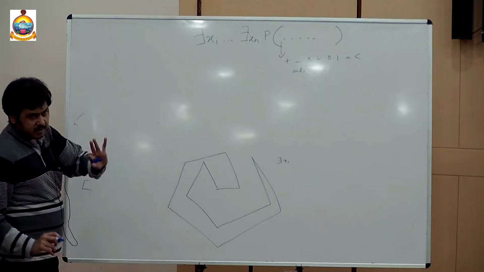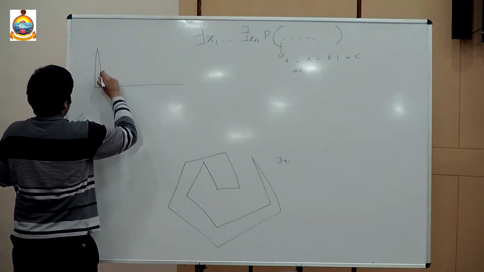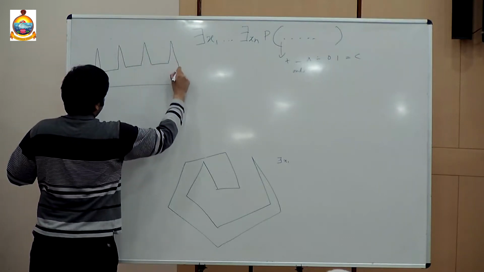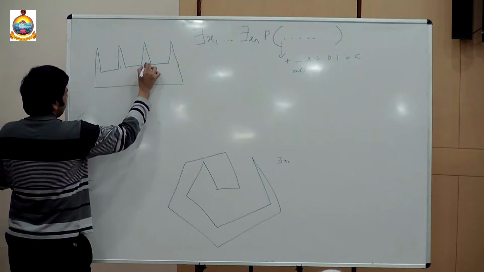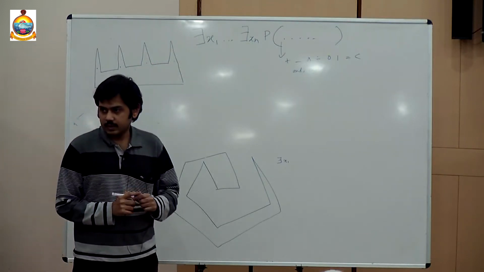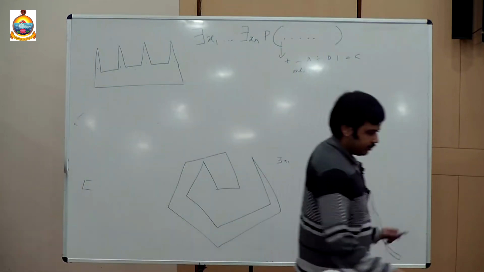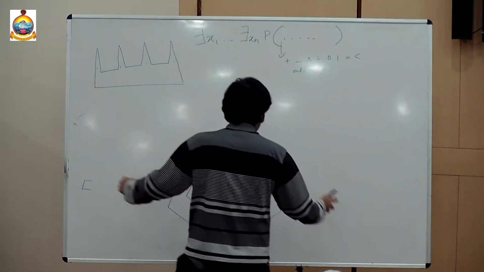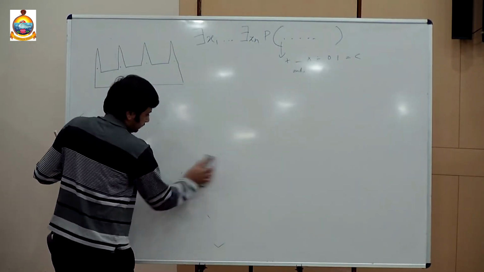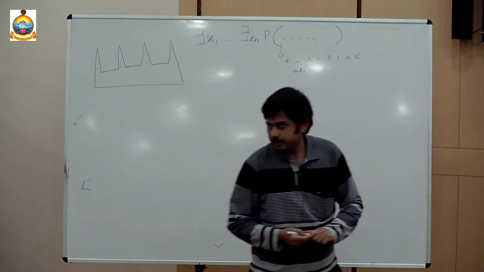That sometimes n by 3 guards are necessary is clear from this comb polygon, because for each spike you need at least one. Now there was also the proof of the other side of the claim, that with floor of n by 3 guards you can always do it. So, what is the proof of that?